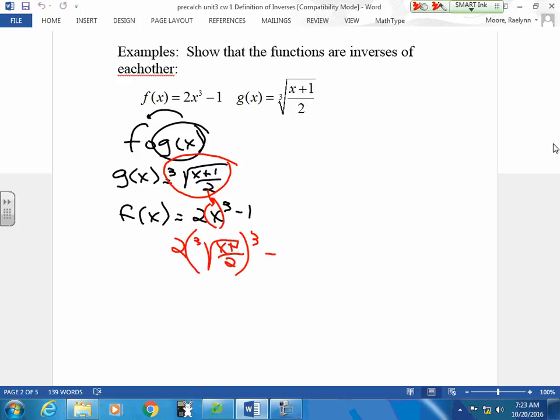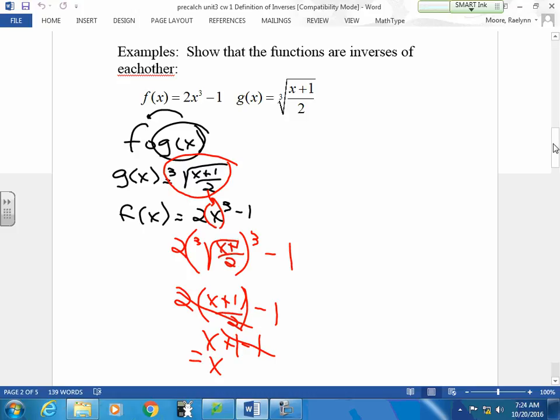And don't forget your -1. So when we cube that guy, that goes away. So we're left with this. Now when we multiply this fraction by 2, what happens to the denominator? It cancels out. And our 1's cancel out. So if they're true inverses, they will work itself out nicely. They look horrible, but as soon as you start plugging them in, they work out real nicely.